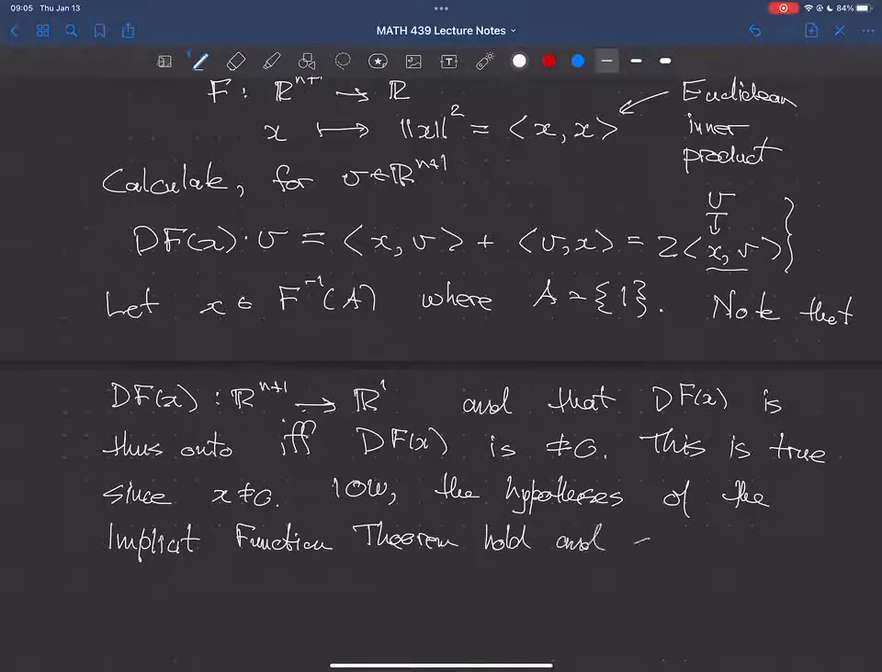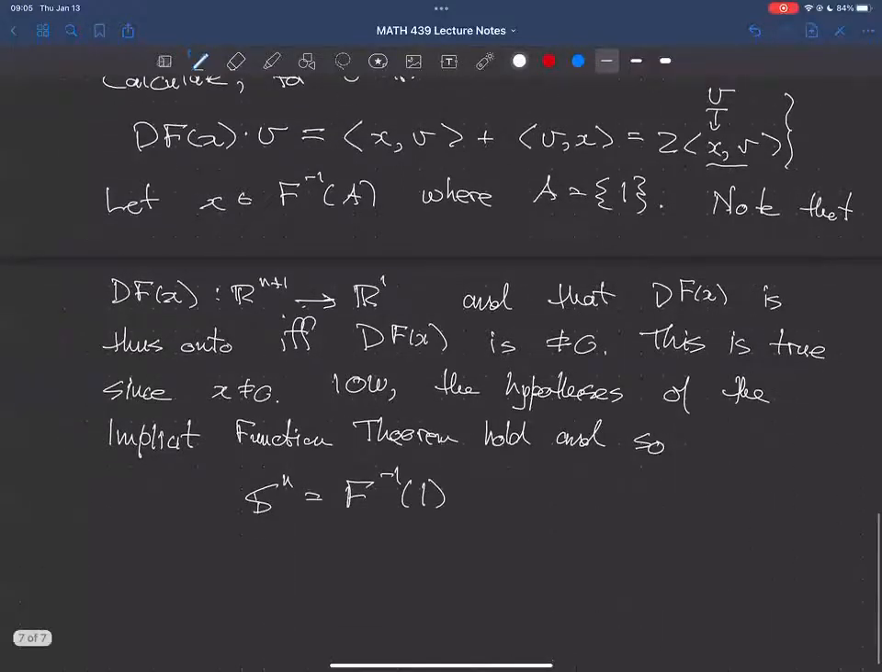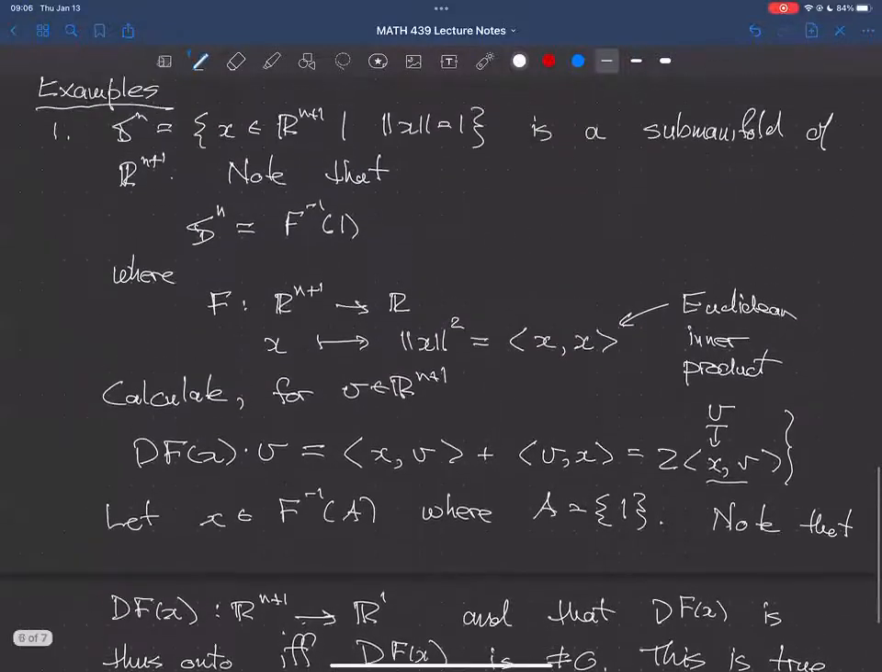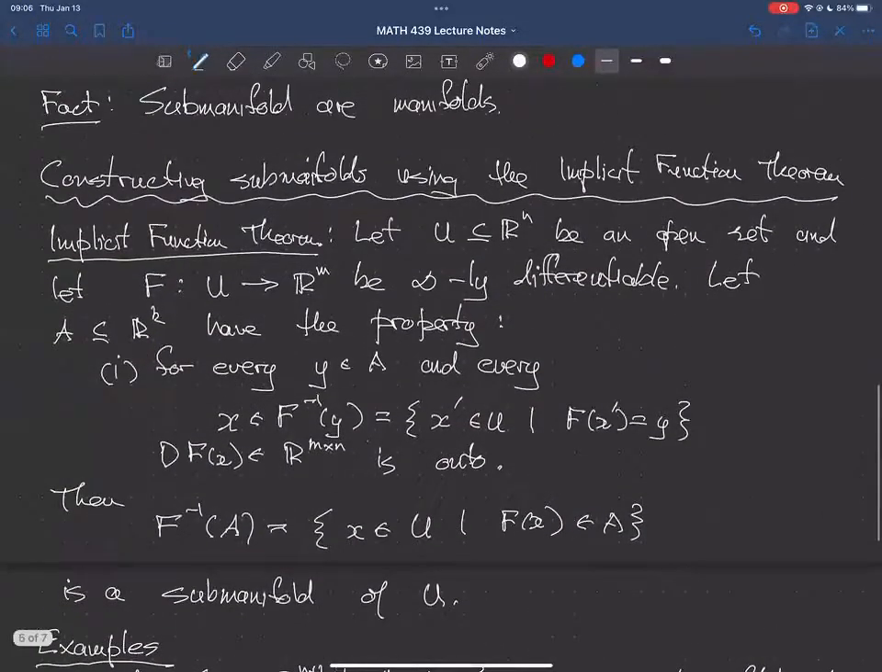And so the conclusions of the implicit function theorem are that Sn, which is the preimage of 1, is a submanifold. So we showed, and therefore by my fact here, this also shows that Sn is a manifold.